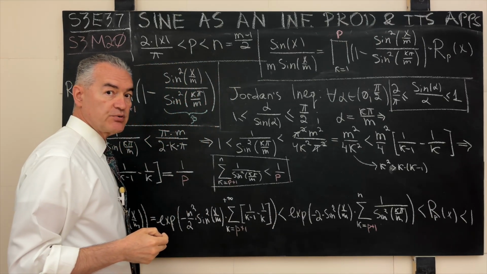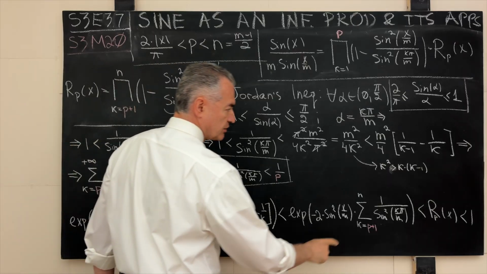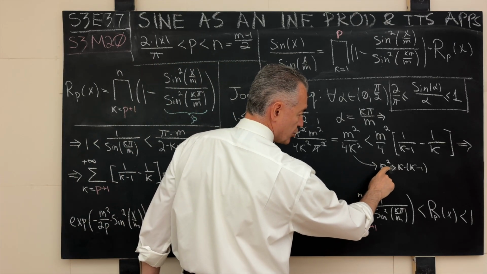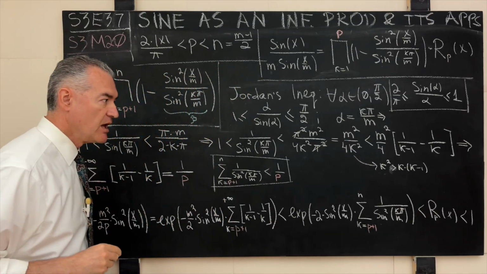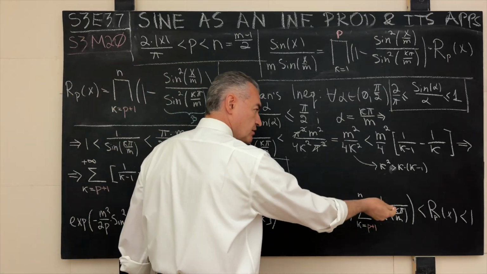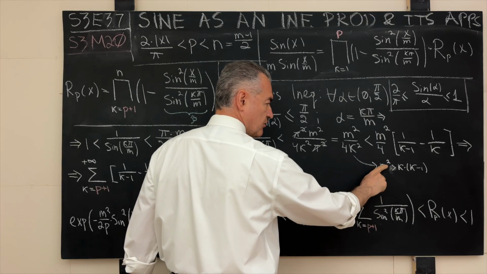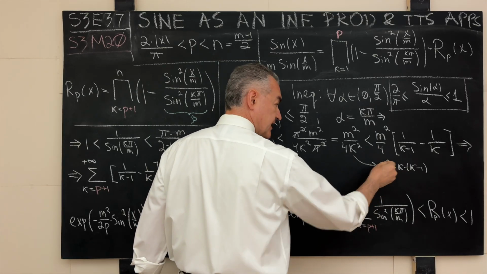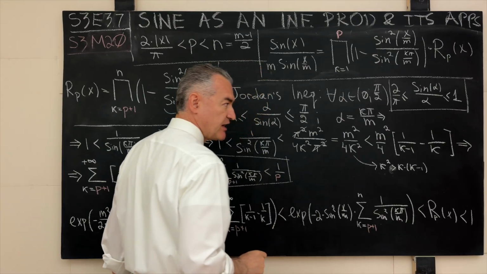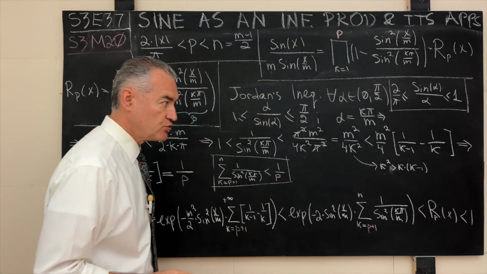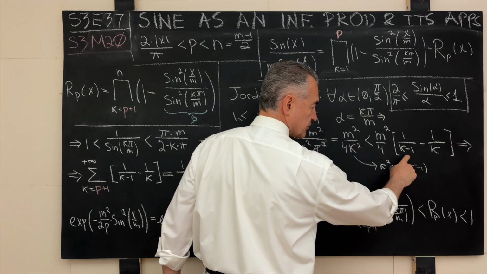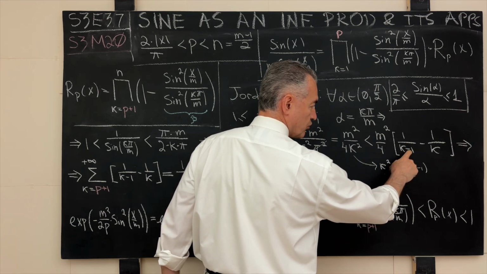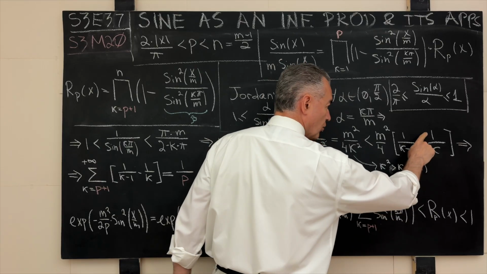What kind of bound can we produce for this guy? Well, look at this. k squared is larger than k times k minus 1. And once we take the reciprocal, the inequality sign changes. 1 over k squared becomes less than 1 over k times k minus 1. And then what do we do? Partial fractions decomposition. That's right. 1 over k times k minus 1 comes out to this guy: 1 over k minus 1 minus 1 over k.